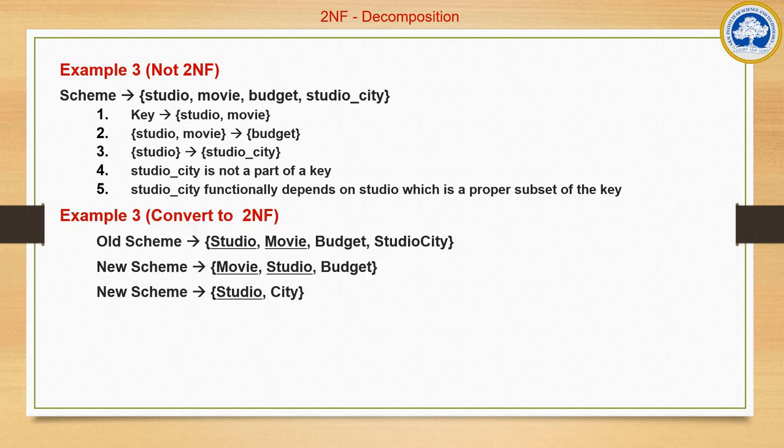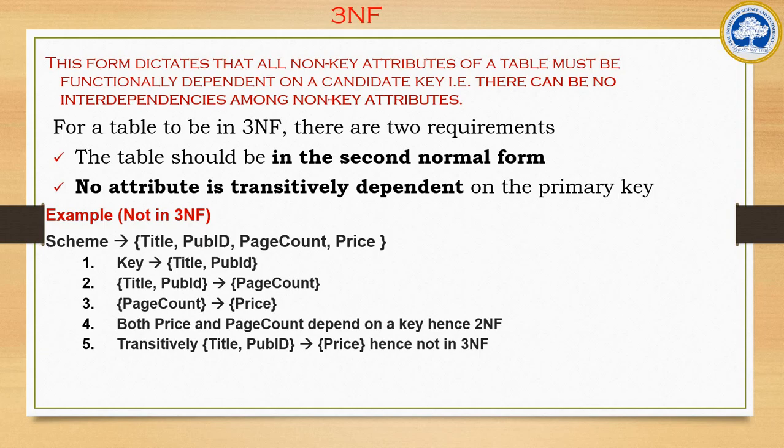So this is the way we need to decompose if we have to satisfy the 2NF. Now 3NF. This is the form dictating that all non-key attributes of the table must be functionally dependent on the candidate key. That means there is no interdependency among the non-key attributes.